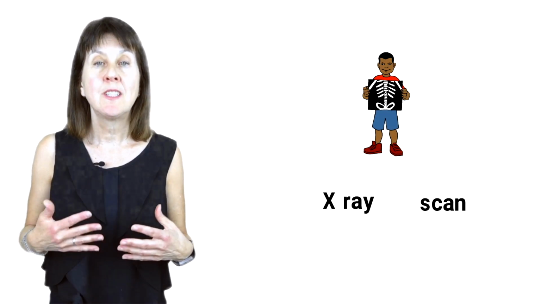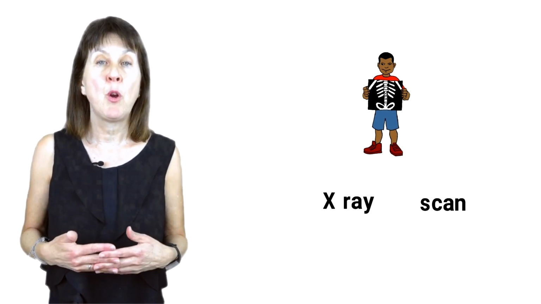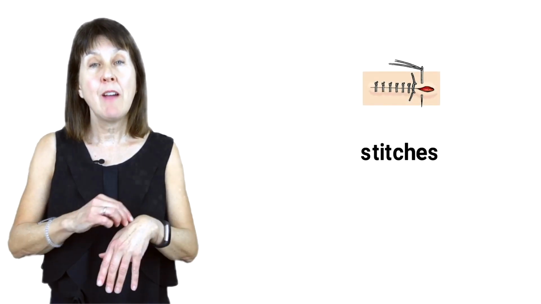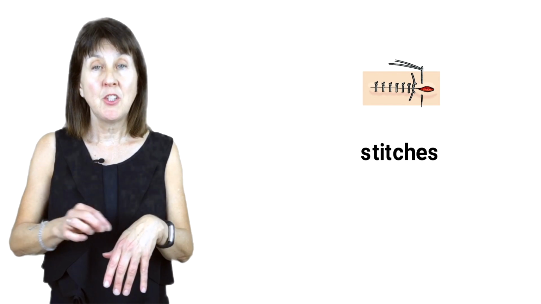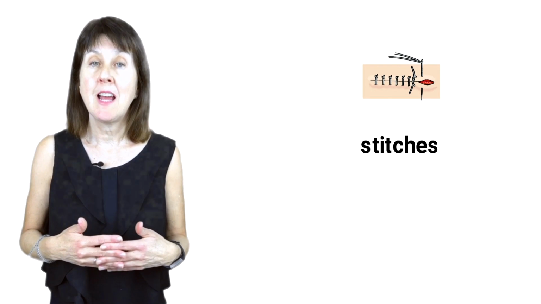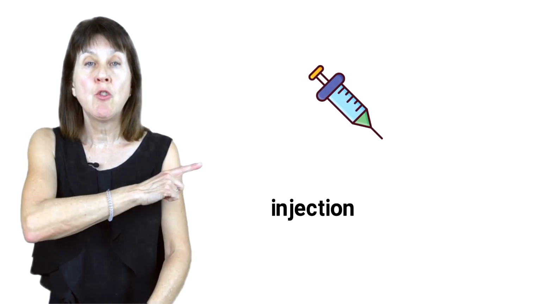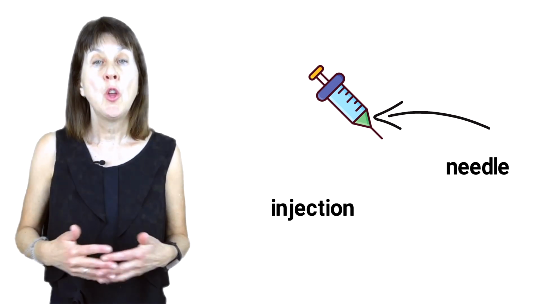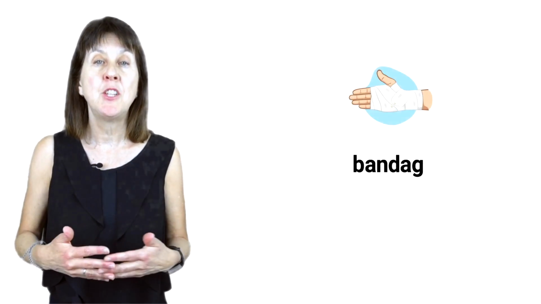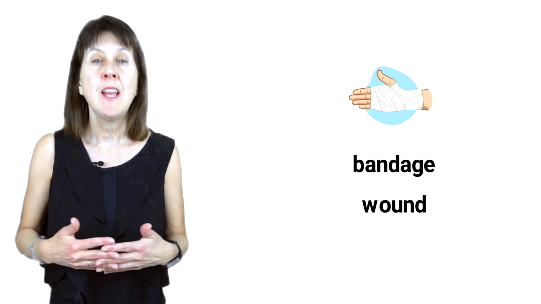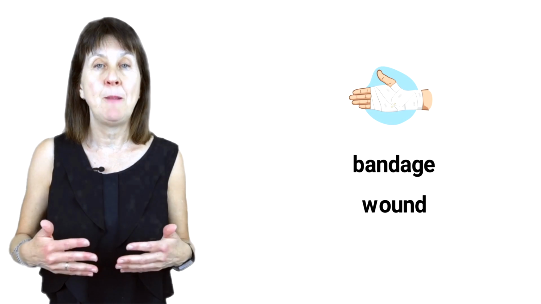Or you may have to have an X-ray or scan to see if anything is broken. Or you might have to have stitches if you have a very deep cut. Stitches is when they sew your skin back together. Or you might have to have an injection when a drug is put into your body through a needle. Or you might have to have a bandage put on to keep a wound clean. A wound is a cut or opening in your body.